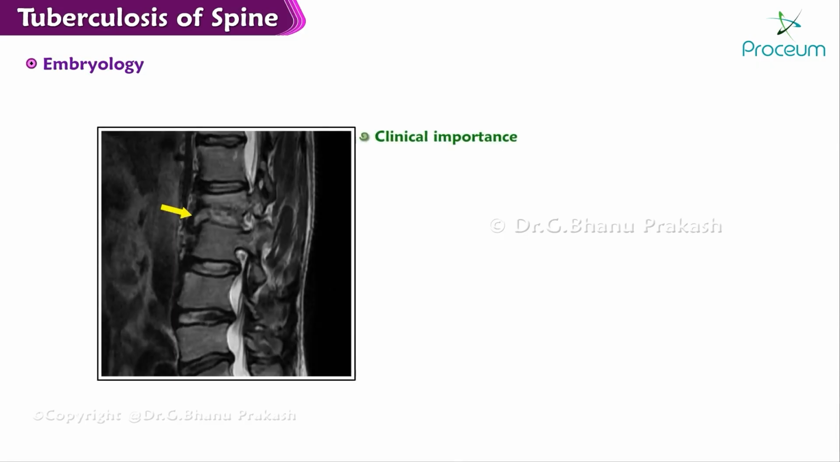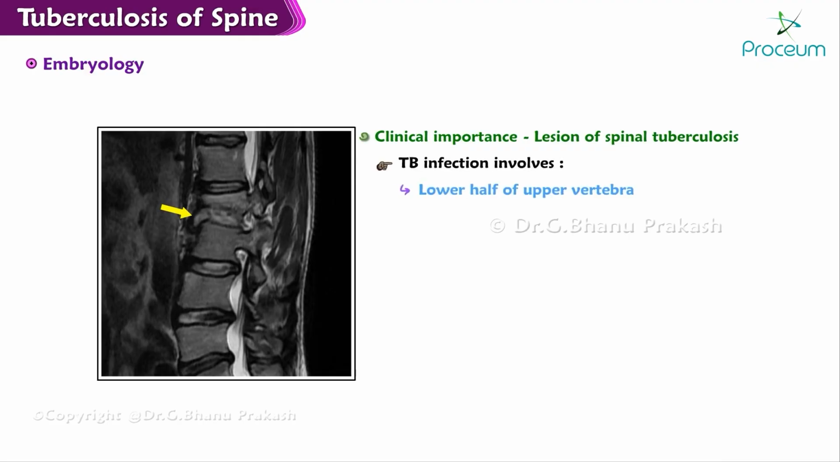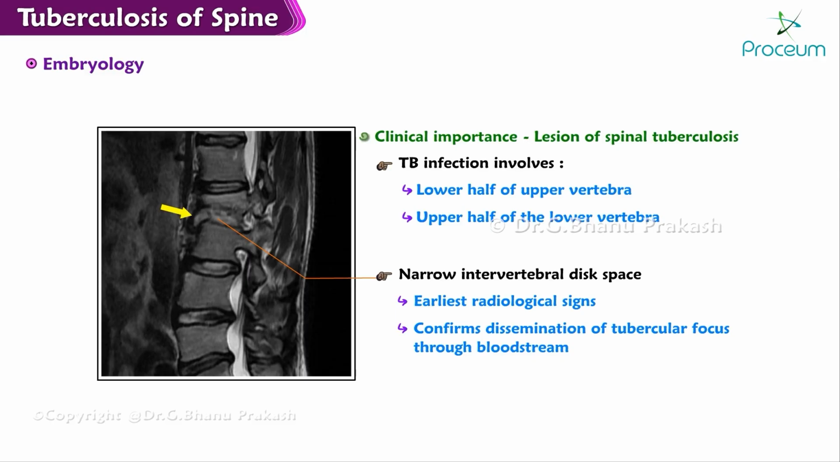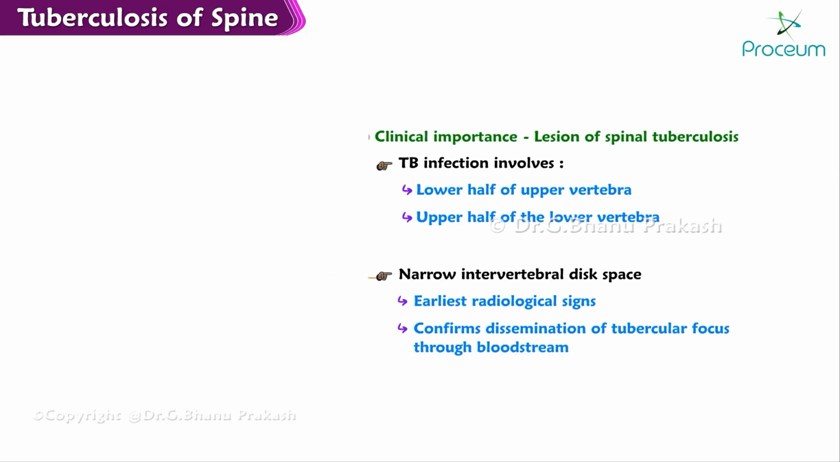The clinical importance of this embryonic blood supply is highlighted in the classical lesion of spinal tuberculosis. The tubercular infection involves the lower half of the upper vertebra and/or the upper half of the lower vertebra. This lesion is radiologically manifested by the narrowing of the intervertebral disc space, which is one of the earliest radiological signs of spinal tuberculosis. This finding confirms that the dissemination of the tubercular focus occurs through the bloodstream.